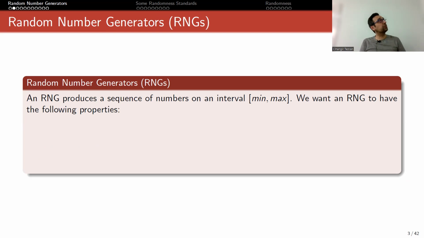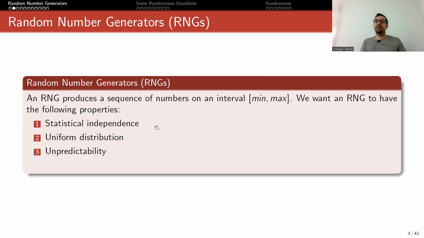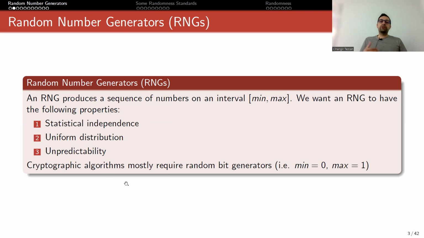So we are going to focus on random number generators. A random number generator produces a sequence of numbers on an interval, starting from the minimum to the maximum. Of course, you choose that by yourself. So think about a random number generator that produces a real number between 0 and 100. We want the RNG to have the following properties: statistical independence, uniform distribution, and unpredictability. Cryptographic algorithms mostly require random bit generators. So in our case, the min will be 0 and the max will be 1, but we won't be focusing on real numbers, but integers. So the output will be either 0 or 1 because we need random bits at the end of the day. So for the rest of the talk, you can think that we are going to produce zeros and ones.